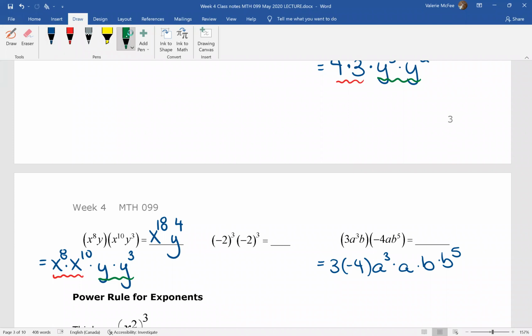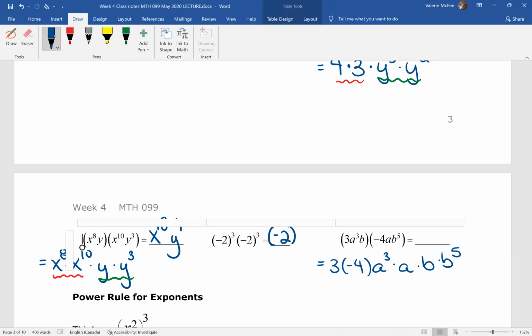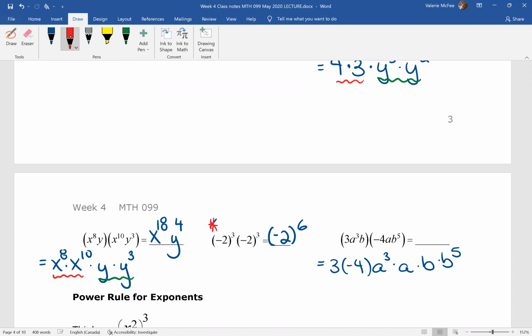The base is -2. We're going to keep it in brackets because we see the brackets there. Add the exponents. Now, a question like this, -2 to the power of 6, I would expect you to evaluate it. These numbers aren't very big, and you can certainly figure out what this equals without a calculator. The exponent is even. That means my answer will be positive. 2 times itself 6 times, 64.